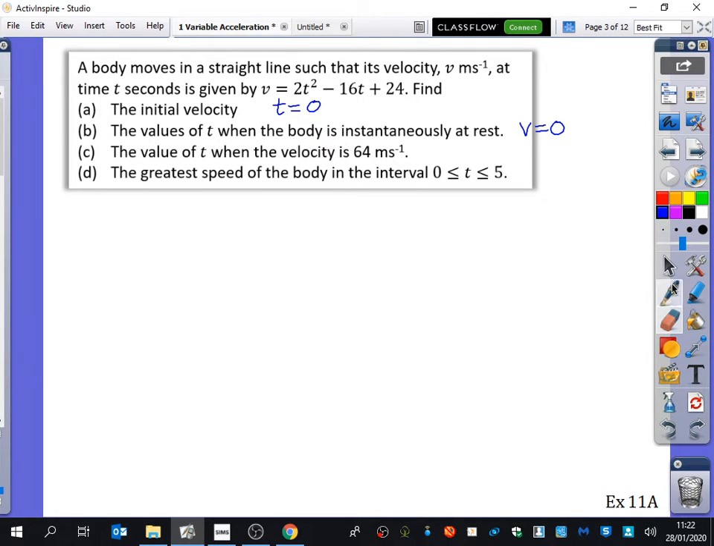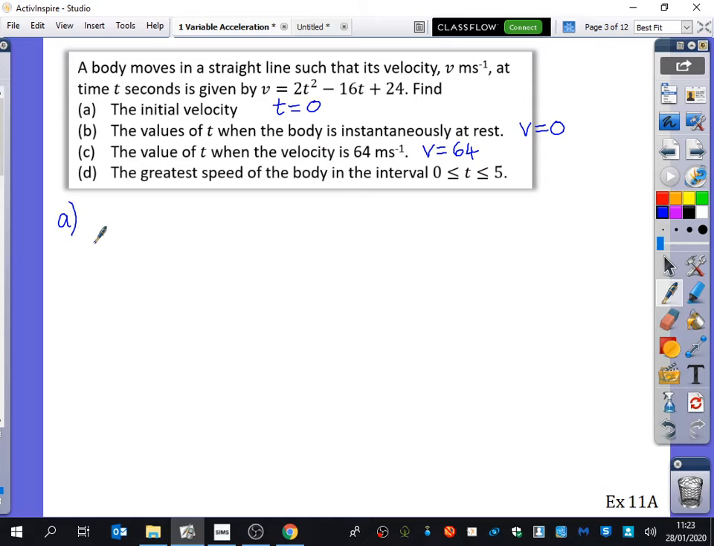It then says, find the value of t when the velocity is 64. Well, very obviously, the velocity is equal to 64. And then it says the greatest speed of the body in this interval. We're going to think about many different ways that we might like to think about this one when we get to part D. So we're going to go nice and quick through these beginning bits.